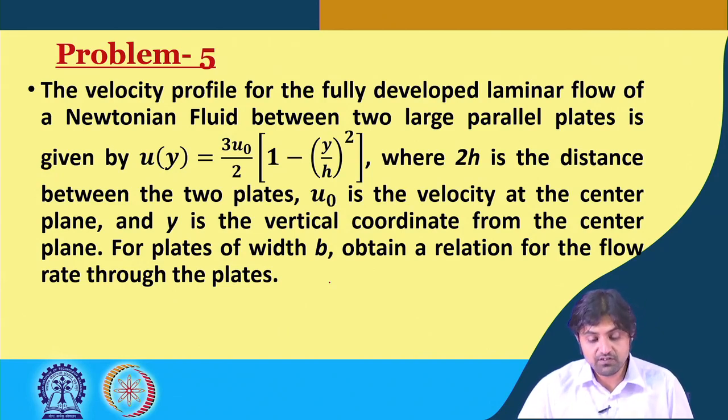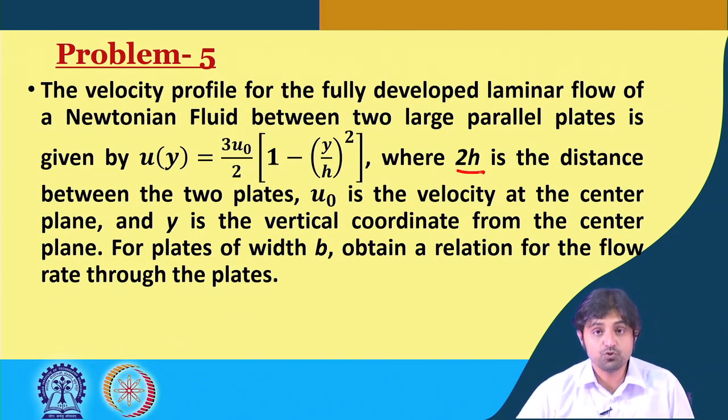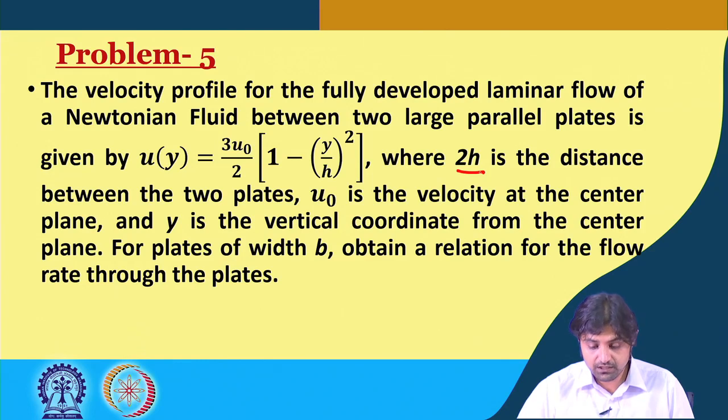We have been given a new profile. U of y is given as 3 u naught by 2 into (1 minus (y by h) whole square), where 2h is the distance between the two plates, u naught is the velocity at the center plane, and y is the vertical coordinate from the center plane. More importantly, the frame of reference, the x and y axes, is not at the bottom but starts from the middle between the plates. For plates of width b, obtain a relationship for the flow rate through the plates.